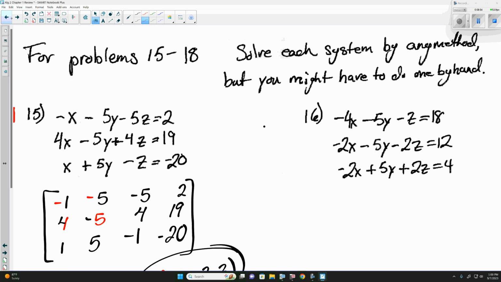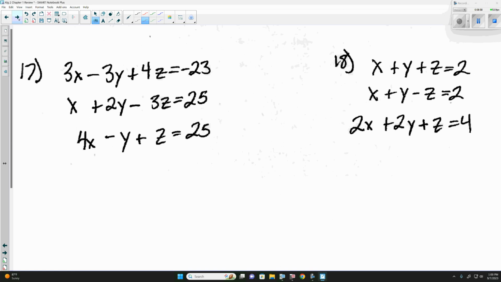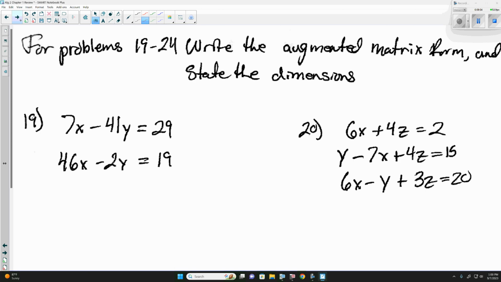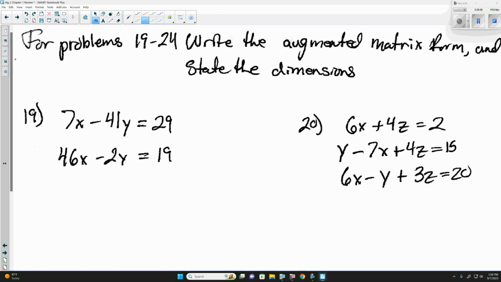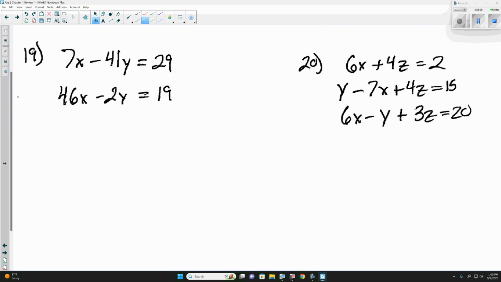Any other questions on 15, 16, 17, or 18? 17 is no solution, and 18, I believe, is infinitely many. So we have those there. 19 and 20, are there questions, or which one of these do we want to see worked? 20.